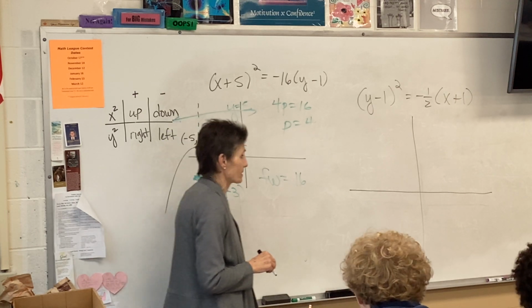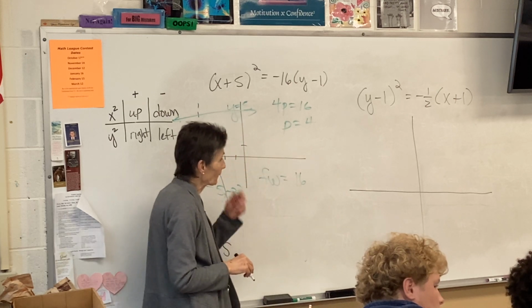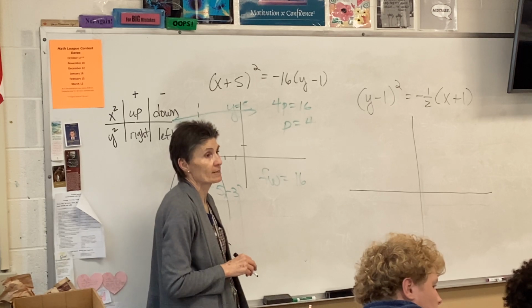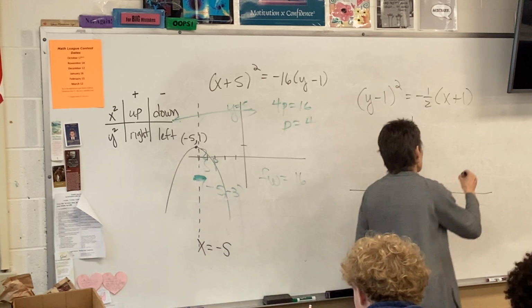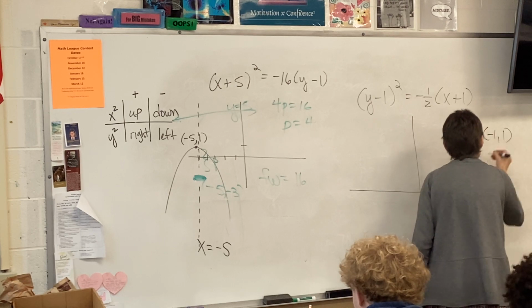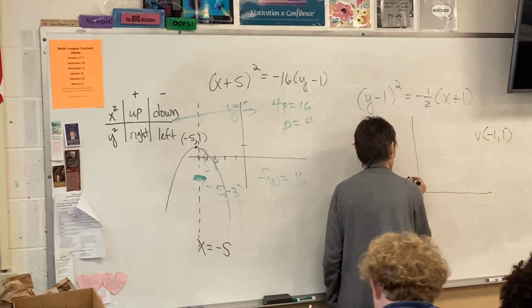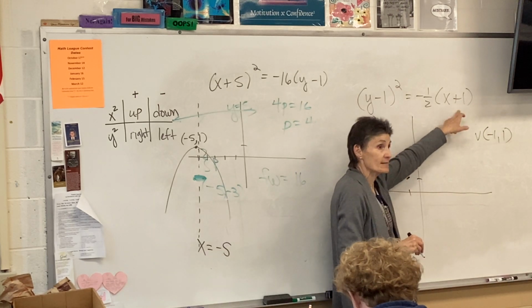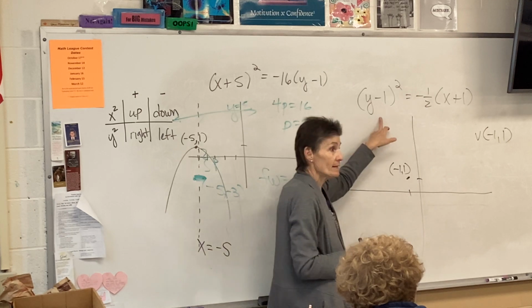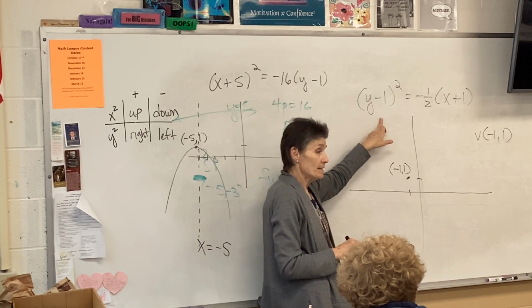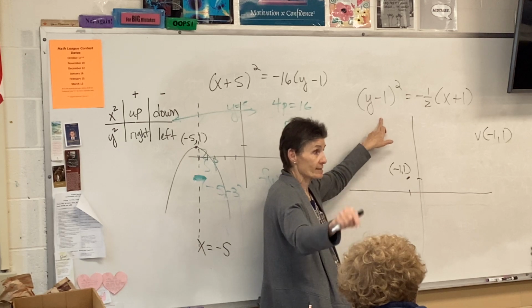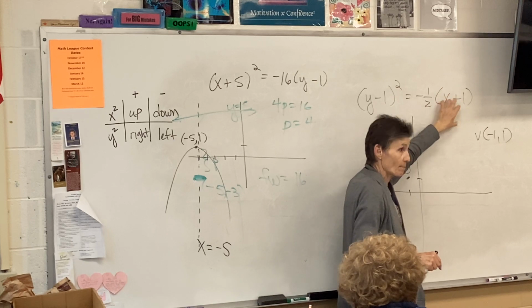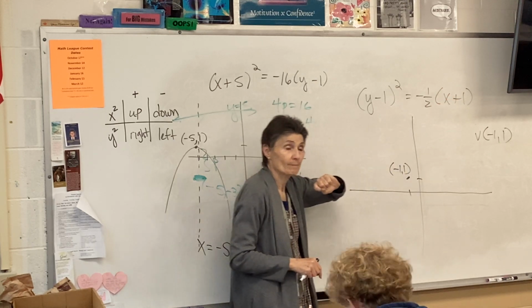Noah, where's my vertex? Just give me the coordinates. Negative 1, 1. He is exactly right. Negative 1, 1 is my vertex. Can you look at that equation and see x is negative 1 and y is 1? Now, always your points are x, comma, y. So even though the equation's kind of backwards, you gotta start with this number. That's your x. Negative 1, 1.